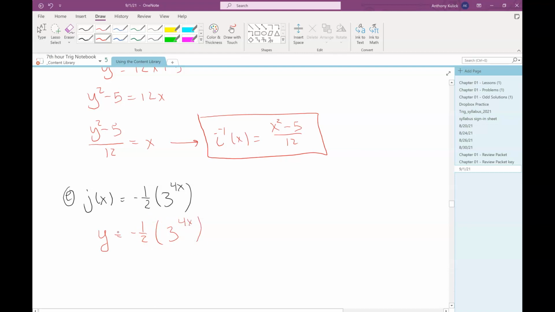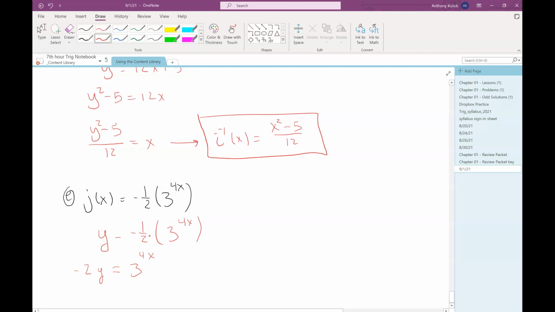So notice that this is an exponential equation, right? Because the x is in the exponent. The first thing we should do, though, is get rid of the negative 1/2. How would I do that? The reciprocal. I would multiply by the reciprocal. You don't want to distribute because there's not really anything to distribute to. You can't multiply the negative 1/2 and the 3 because of the exponent attached to the 3.